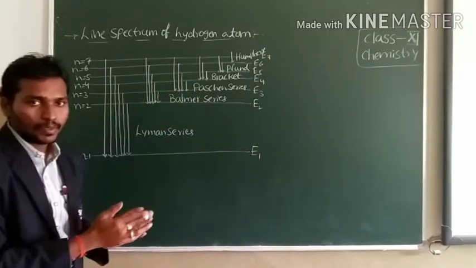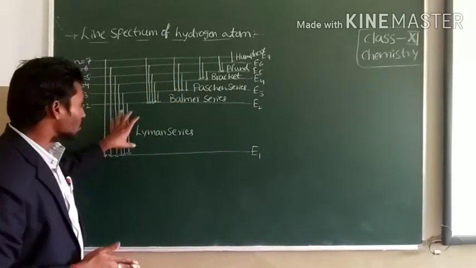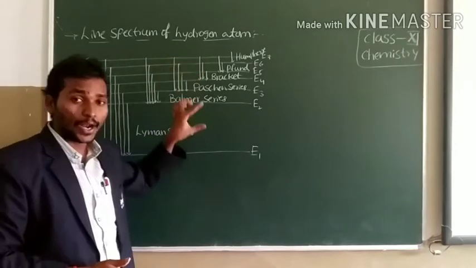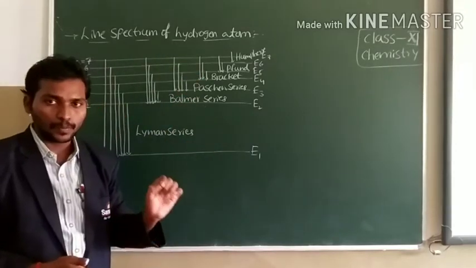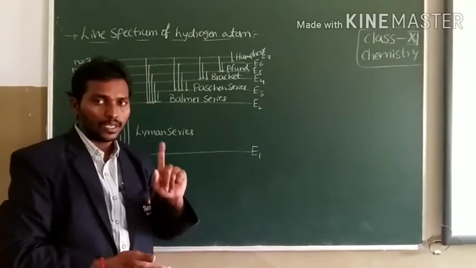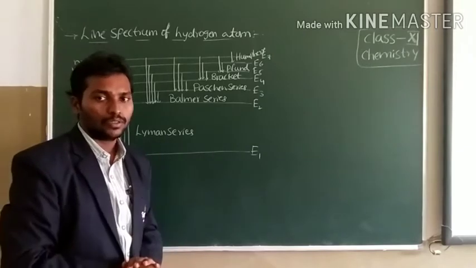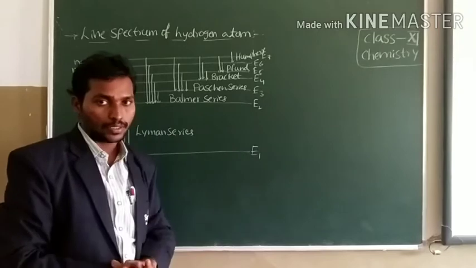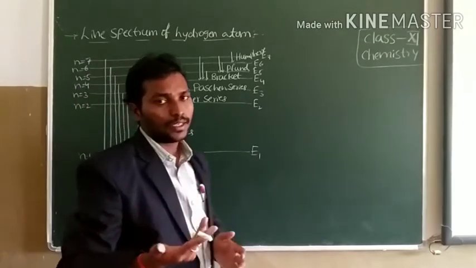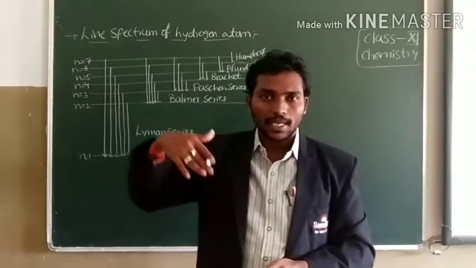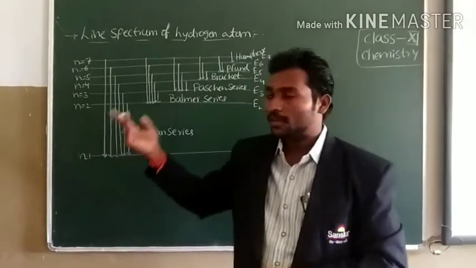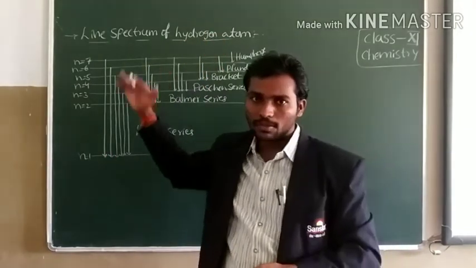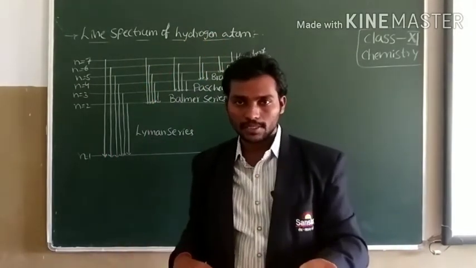So scientists have observed different series of spectral lines in the hydrogen atom, because hydrogen is the simplest element in the periodic table, because it has only one electron. But the electron is not stable in the ground state. When it gets energy from the surroundings, it gets excited. And when it comes from the higher level to the lower level, it gives out radiation.